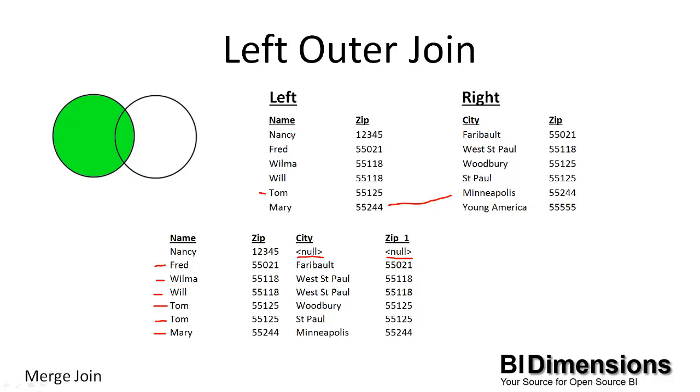So for the left outer join, we take all of the information on the left table and match it to items in the right table. If there's more than one match in the right table, you get duplicates like we saw here with Tom.